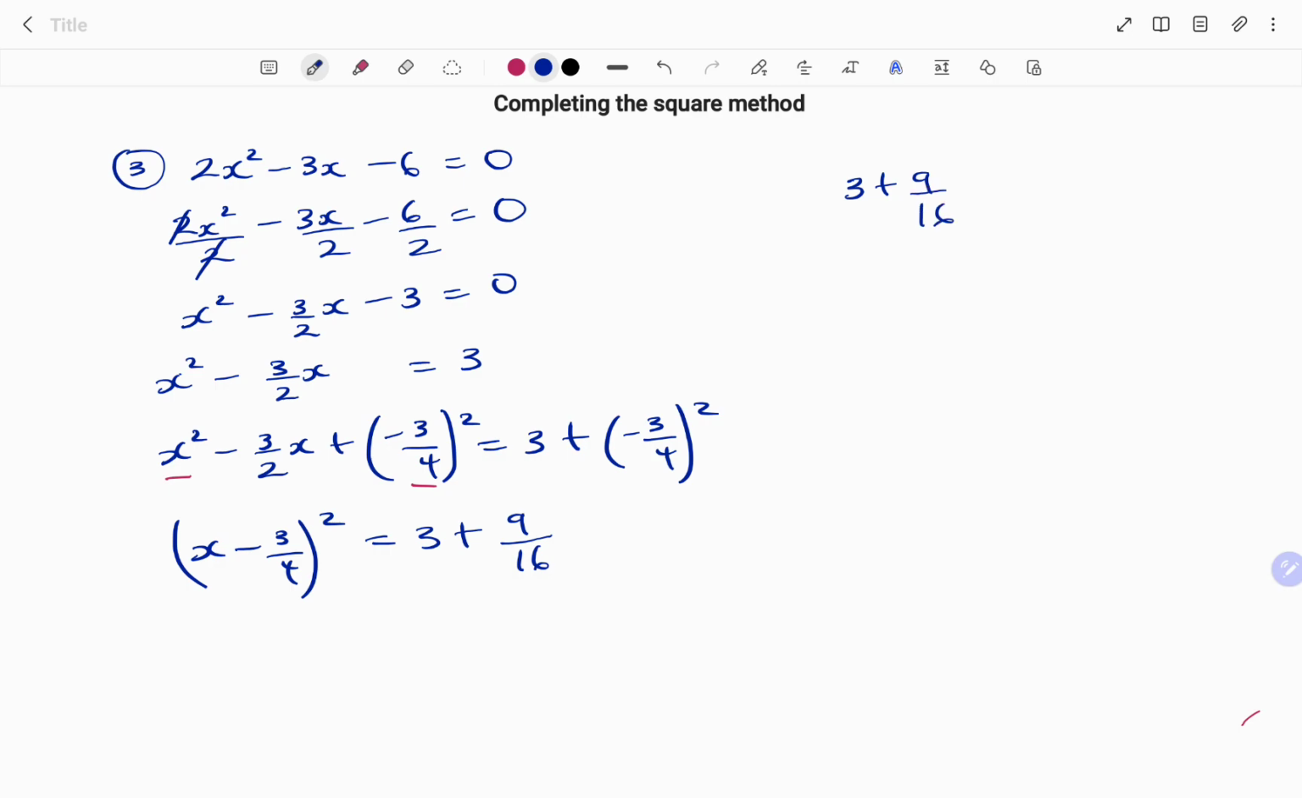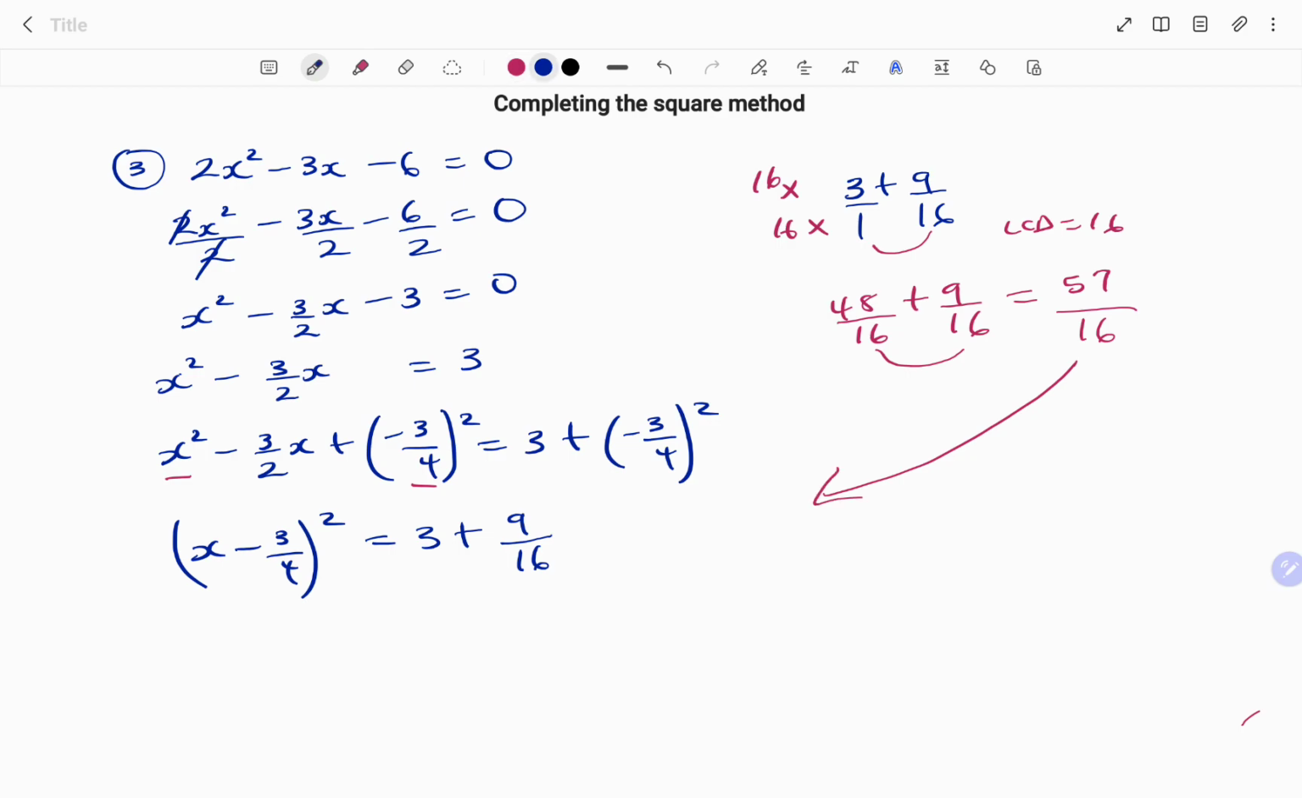If I put them under the same denominator, 3 is over 1. So my LCD here is 16, so I multiply by 16 to make the denominators the same. 16 times 3 is 48 over 16, plus 9 over 16. The denominators are the same, so I merge them. 48 plus 9 will be 57. So I'm going to put it back into my equation: x minus 3 over 4 all squared equals 57 over 16.